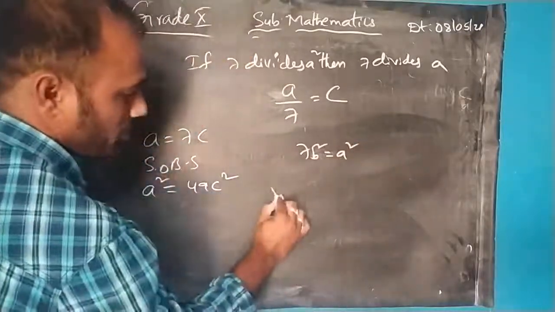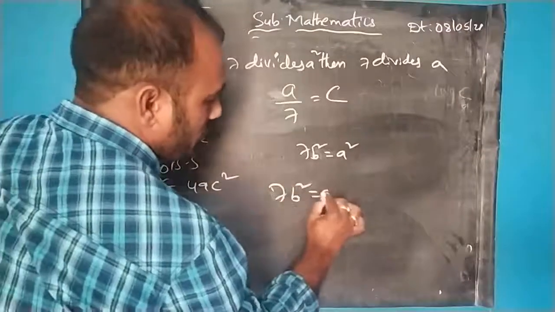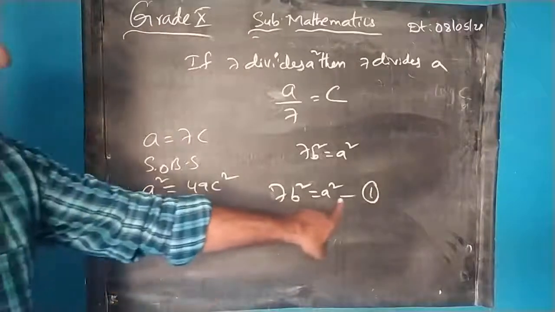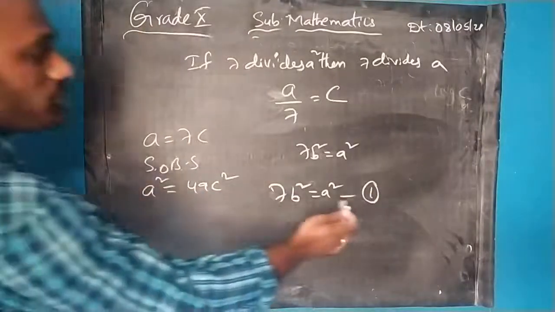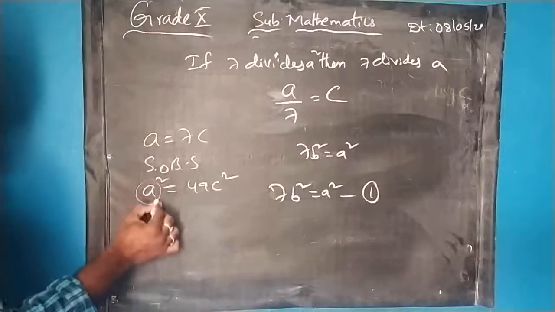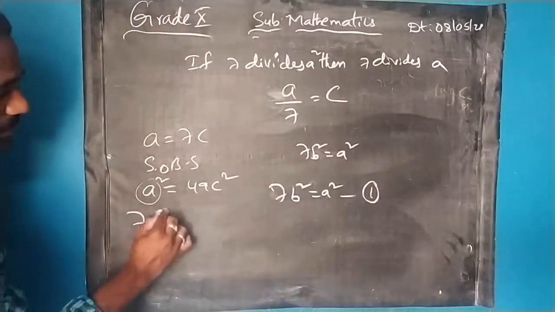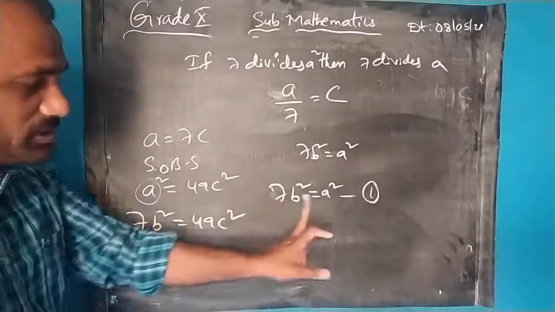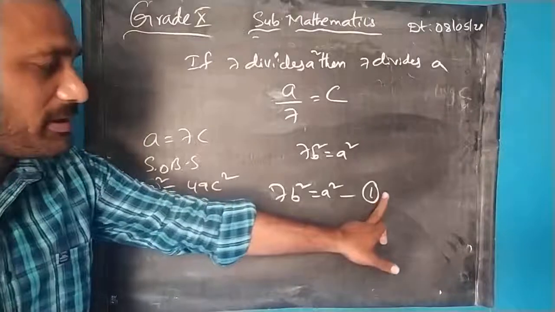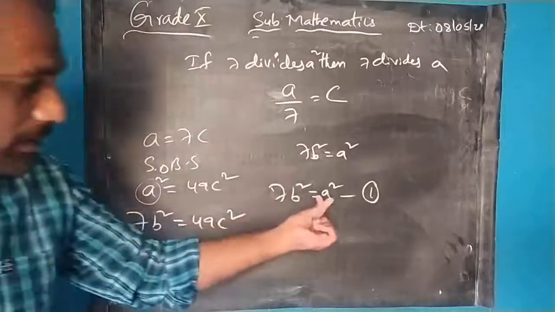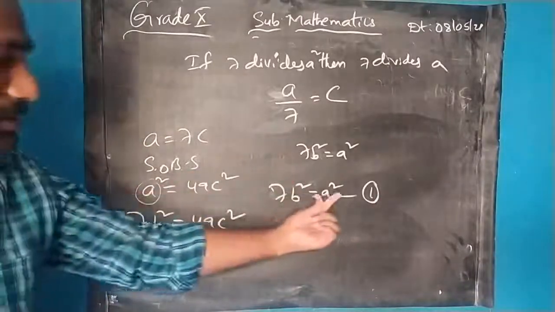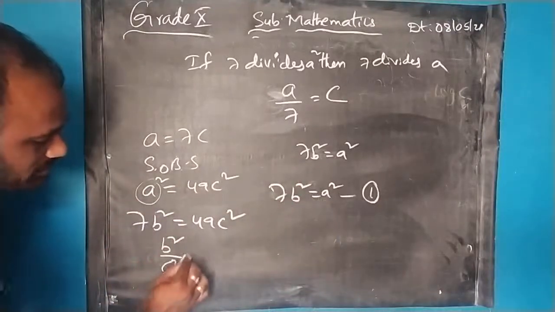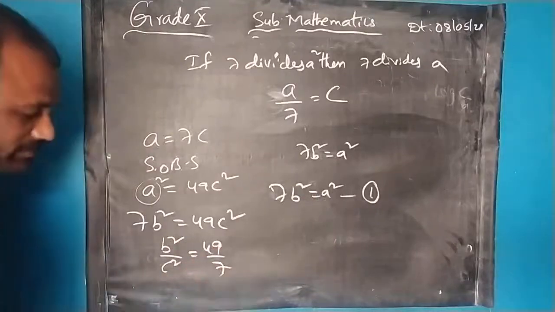Previously we got one equation. 7b square is equals to a square. Mark that as first equation. In the previous steps I have written 7b square equals to a square. Mark that as first equation. So now in place of a square, let me substitute the 7b square. So it will become 7b square is equals to 49c square. Why are we marking this? Because in place of a square, let me substitute 7b square. So this can be written as b square by c square is equals to 49 by 7.